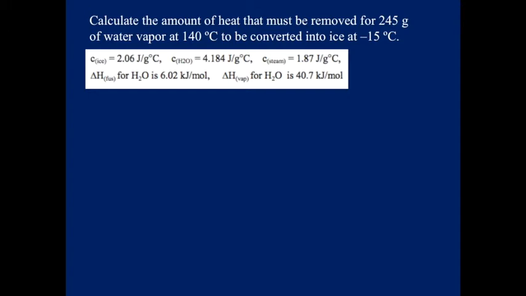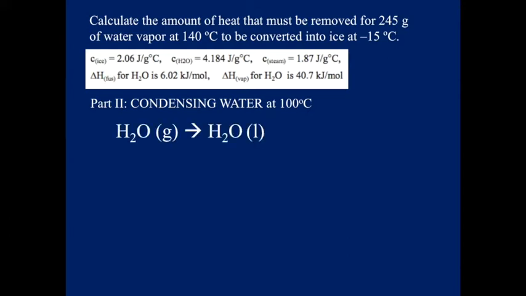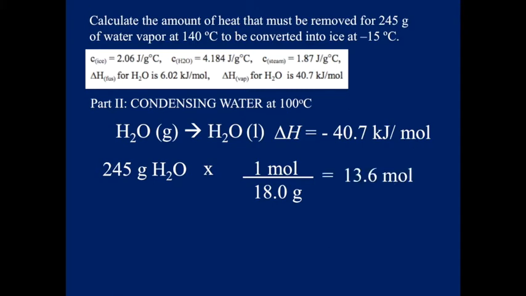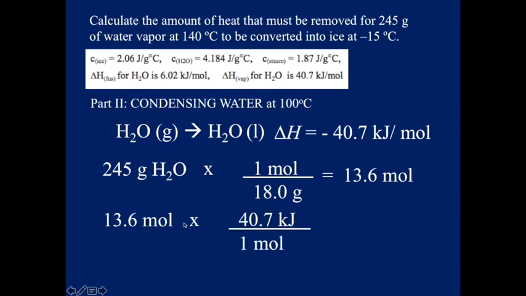Okay. Next thing is I'm taking water vapor at 100 degrees Celsius. I'm removing the heat so it becomes liquid water at 100 degrees Celsius. And the delta H, for 1 mole of water, I have to remove 40.7 kilojoules in order to make that happen. I start with 245 grams of water, but I'm dealing with moles here, so I have to go grams to moles, and I get 13.6 moles of water. Now, 13.6 moles times 40.7 kilojoules, because it's 40.7 kilojoules for 1 mole. My moles cancel out. I end up with 553 kilojoules.